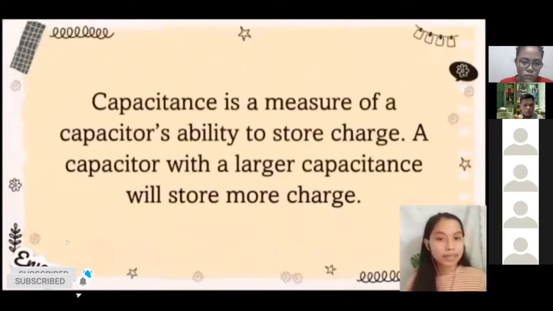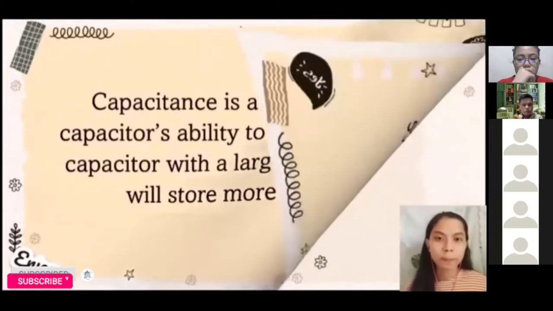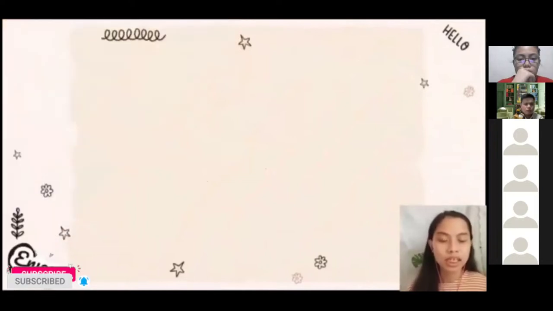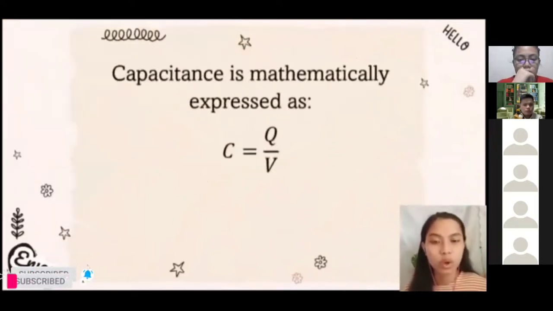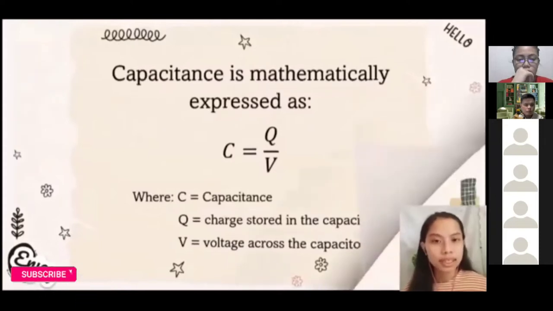Capacitance. Capacitance refers to the measure of a capacitor's ability to store energy in the form of electric charge. Capacitance tells us how good a capacitor is in storing charge. A capacitor with a larger capacitance can store more charge. Capacitance is mathematically expressed as C equals Q over V, where C is the capacitance, Q is the charge stored in the capacitor, and V is the voltage across the capacitor.